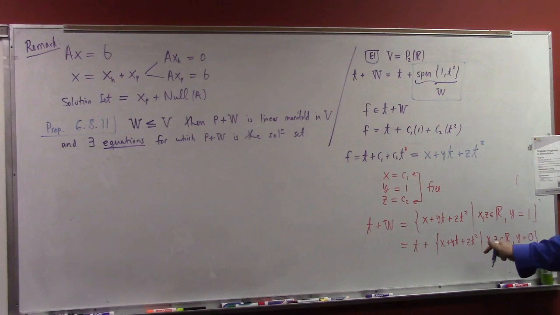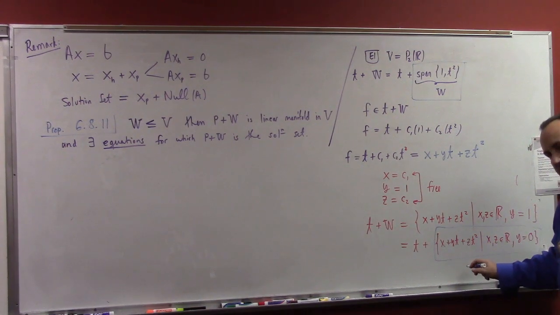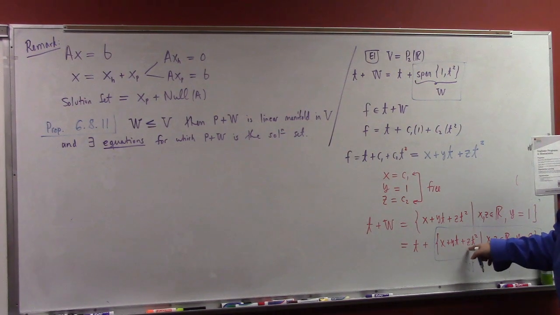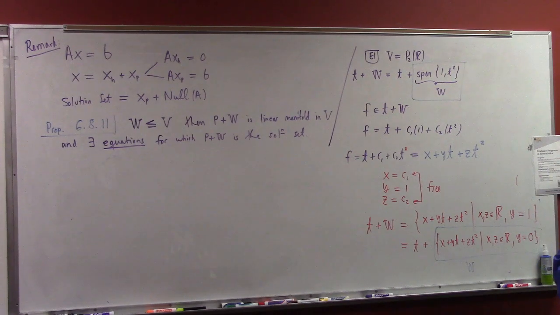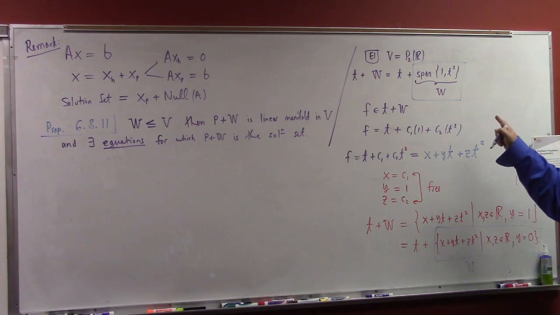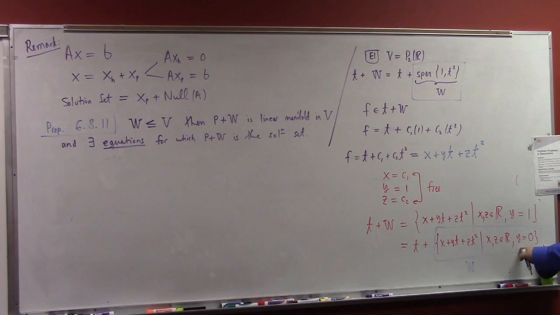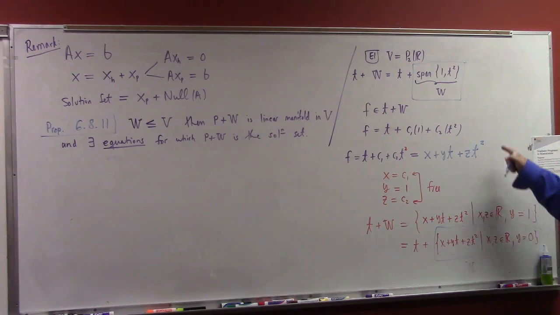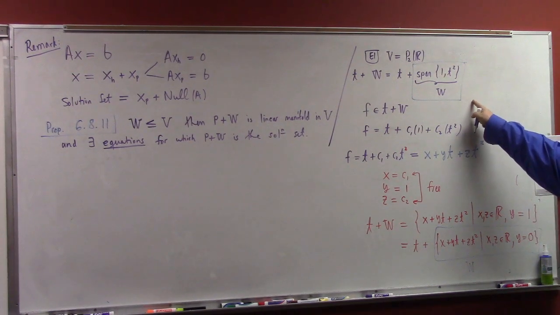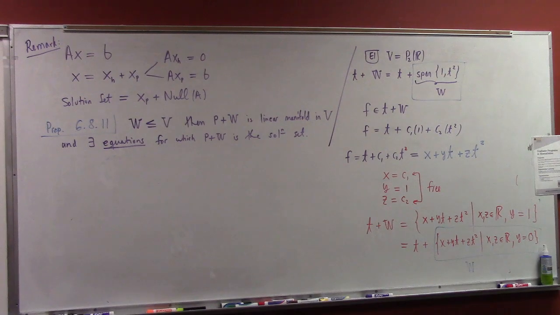Down here, I'm describing W as the solution set of an equation. Which x plus yt plus zt squared are in this set? Well, the ones which solve the equation y equals 0. That's different than that. This is a solution set viewpoint, or I would say an implicit viewpoint. That's a parametric or an explicit viewpoint. We've always got these two different viewpoints battling.